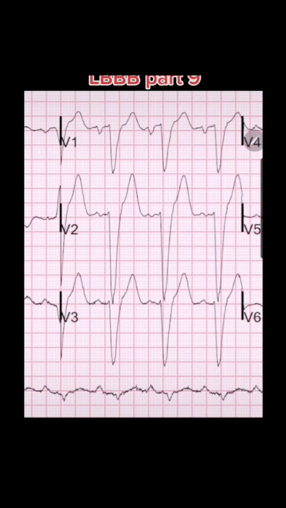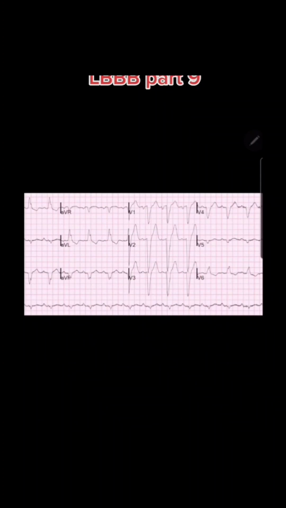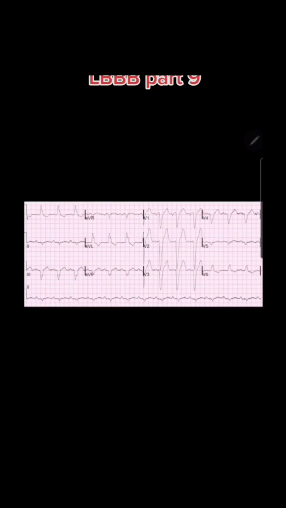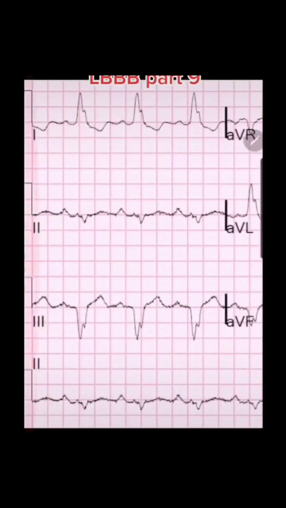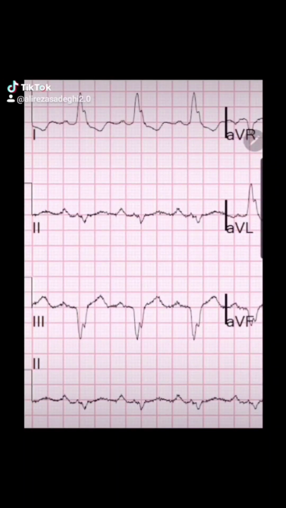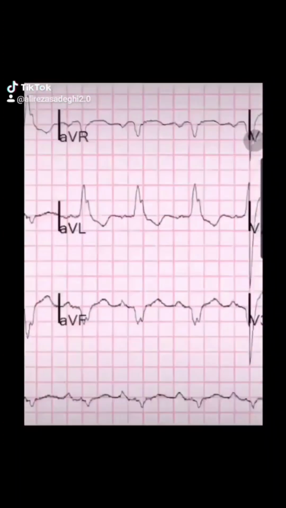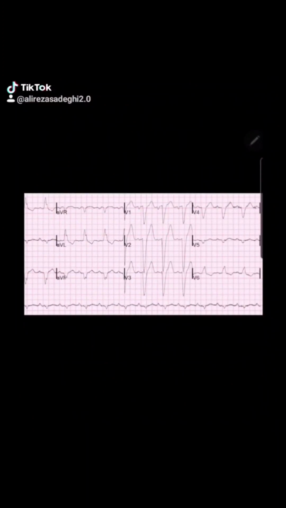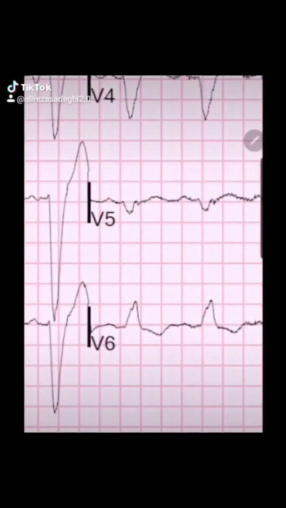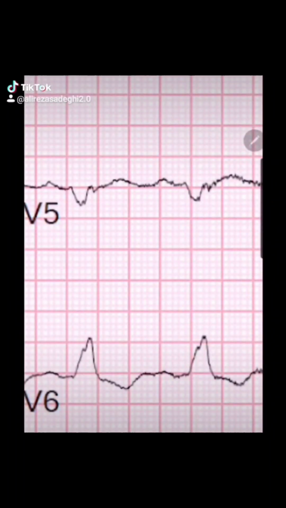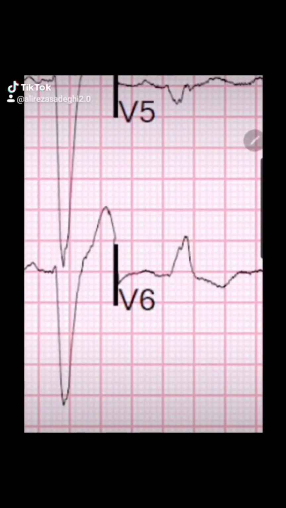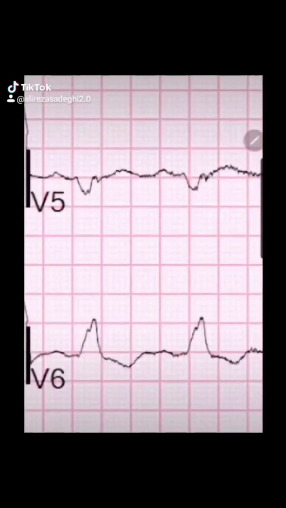Now, what is the third criteria I need to meet? Well, I need to have notching of my lateral leads. So let's assess my lateral leads. Let's go to lead 1. Do I have notching? Yes, I do. I have notching right there. Let's look at AVL. Do I have notching? I very clearly do. How about lead V5? It's hard to tell in lead V5, but it is there. But it's very, very obvious in lead V6. So I also meet that criteria.